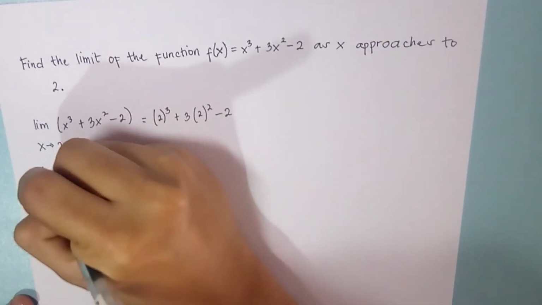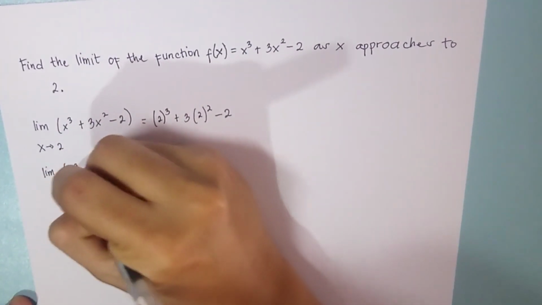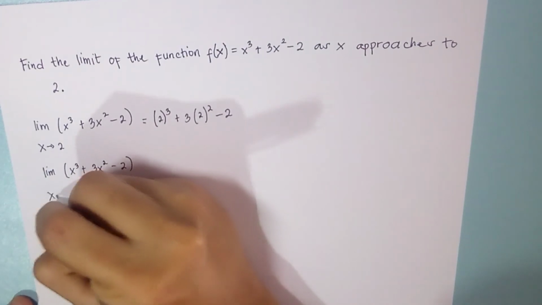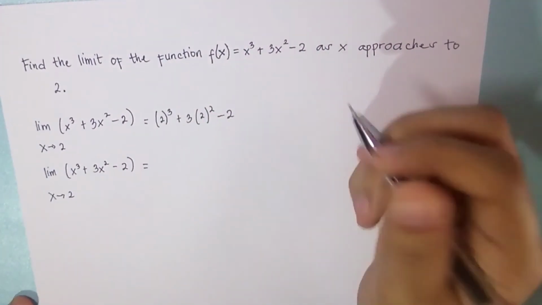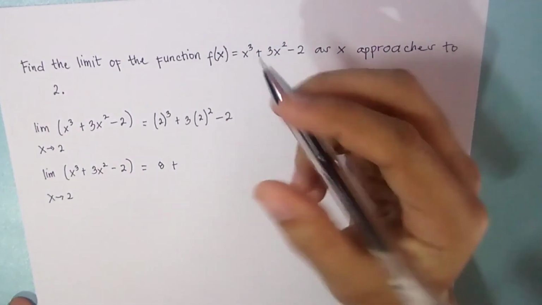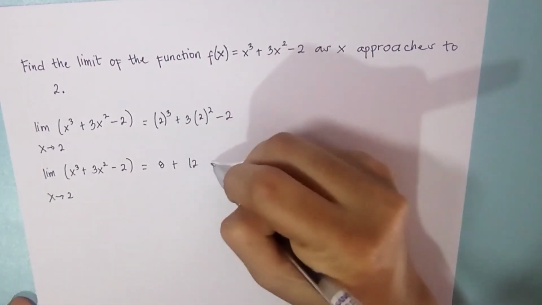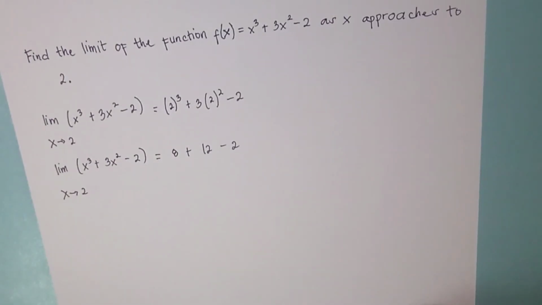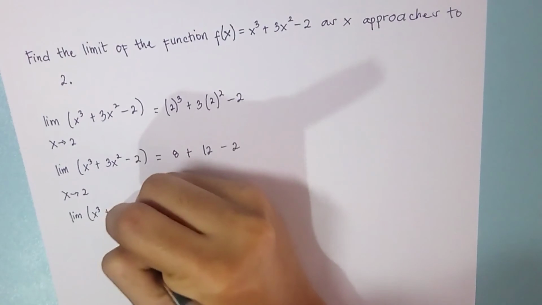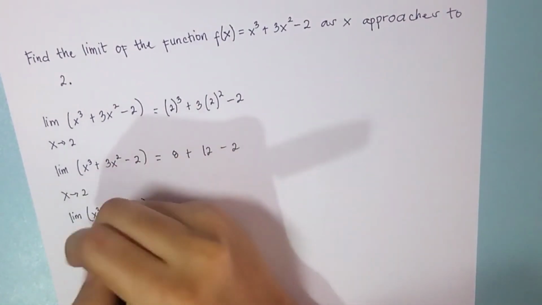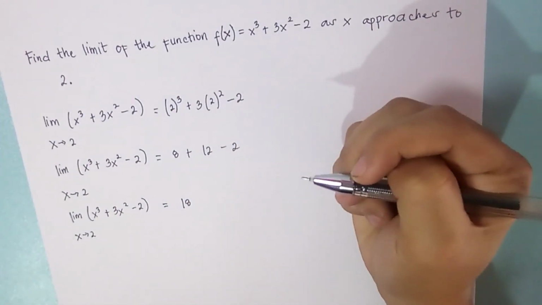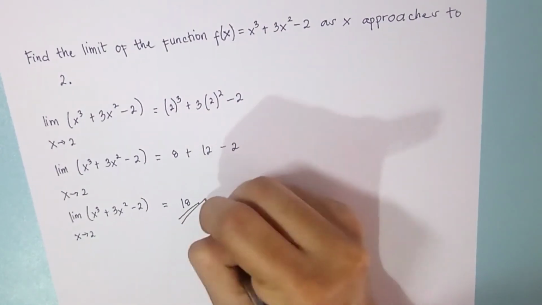So the limit of x cubed plus 3x squared minus 2 as x approaches 2: 2 cubed is equal to 8, plus 3 times 2 squared is equal to 12, minus 2. Okay, so the limit of x cubed plus 3x squared minus 2 as x approaches 2 is equal to 18, as 8 plus 12 minus 2 is equal to 18.